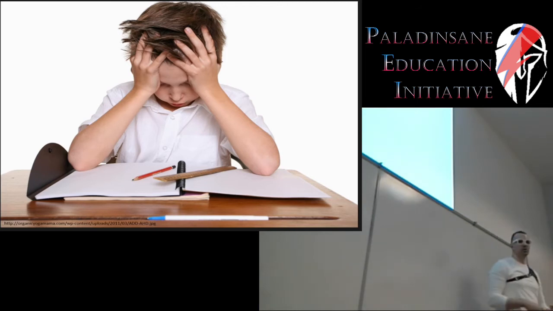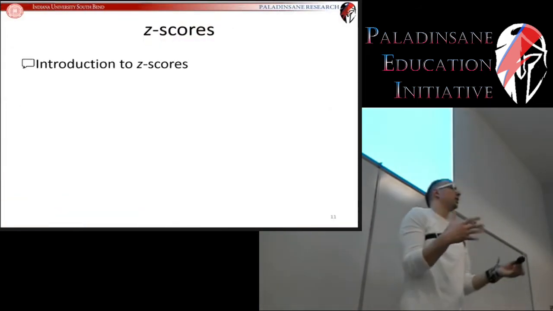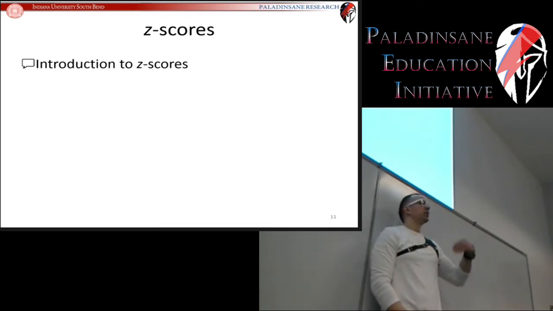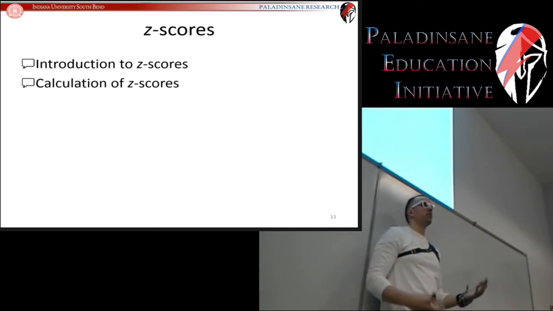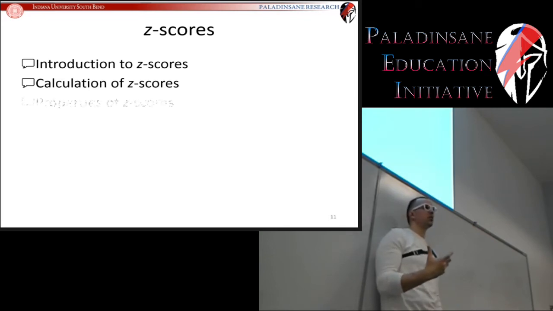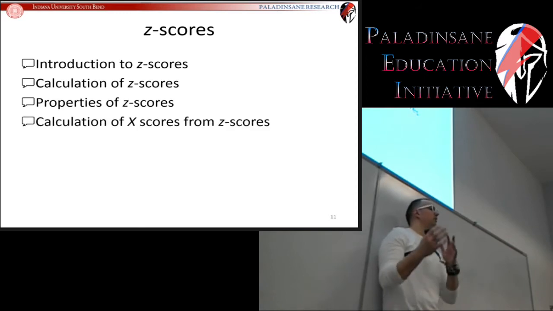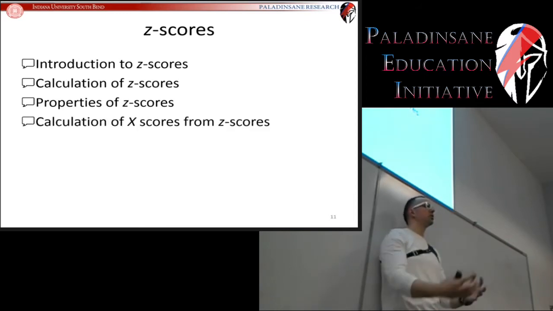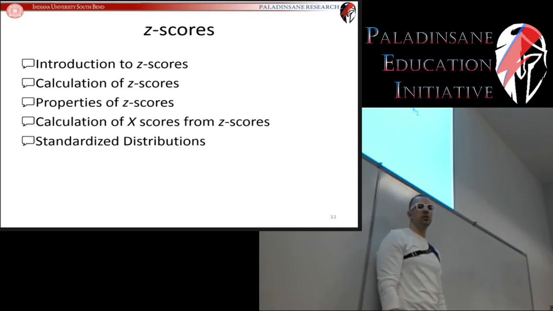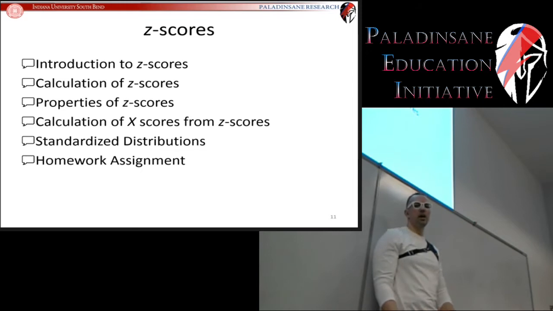So z-scores, we'll take a look at just basically what they are, the idea behind z-scores. We're going to take a look at how to calculate z-scores. What's the formula for calculating a z-score? What are the properties that these magical scores have because of their calculation and structure? And ways to use it, how to go from an X raw score to a z-score, and then from a z-score back to a raw score. How to make standardized distributions, tons of things that you can do with z-scores, and we'll see also how to calculate these in Excel as well.